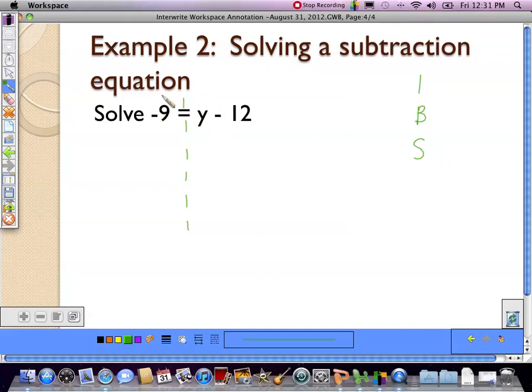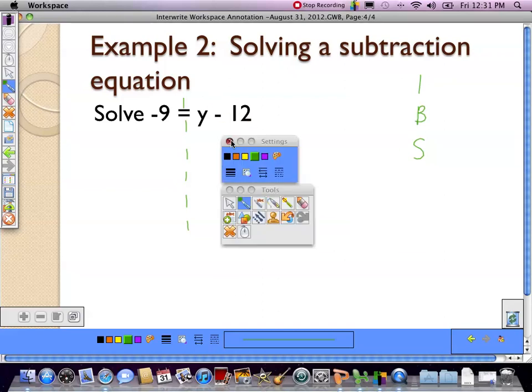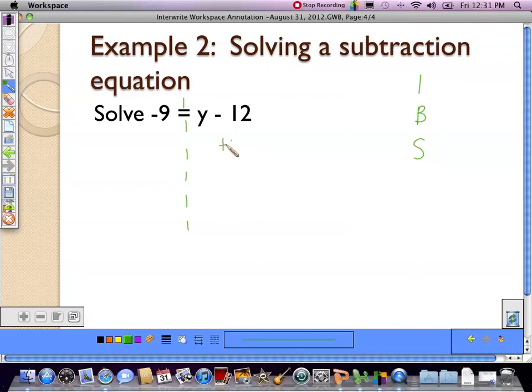Now, your eye should directly go to the side that has the variable, and in this case, it's the right side. The y is on the right side, and we are trying to solve for y, so we need to start on this side. Always start on the side with a variable. Then ask yourself, what are they doing to that variable? They are subtracting 12. So the inverse, or the opposite operation, would be to add 12.